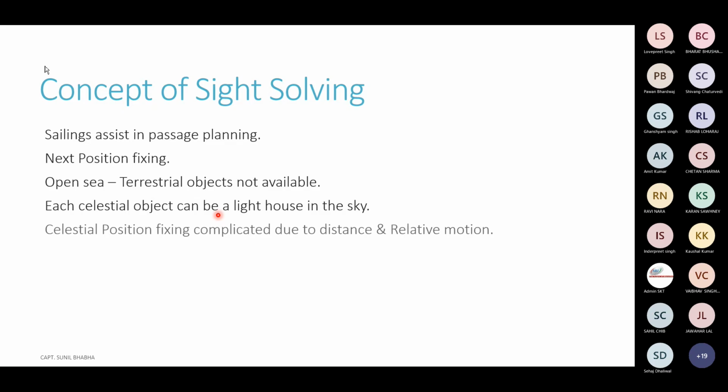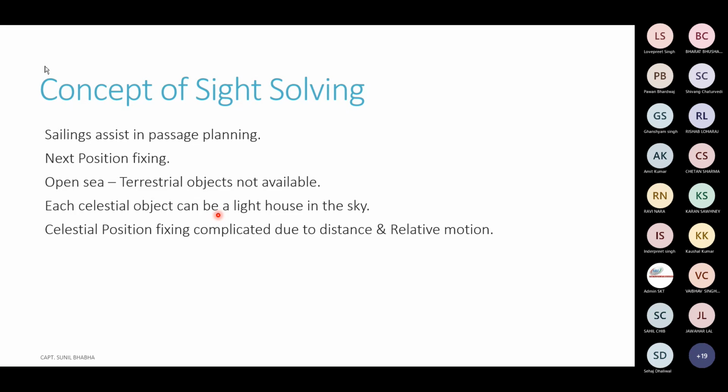So we will now understand how we can obtain the celestial position line. Now these are obtained by what we call sights, solving the sights. So we will see how the sights are taken, how the sights are solved, position lines obtained, and the position of the vessel fixed up. Now the first thing to understand regarding celestial position fixing is that it is slightly complicated and time taking as compared to terrestrial position fixing.